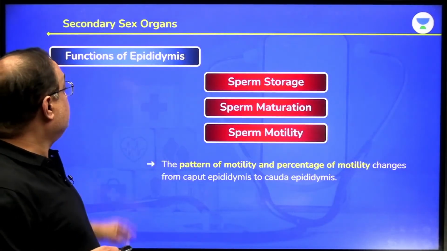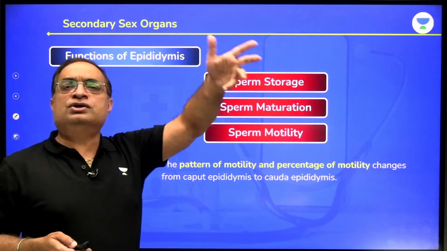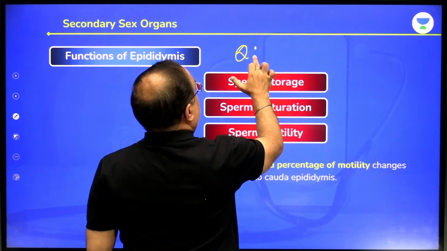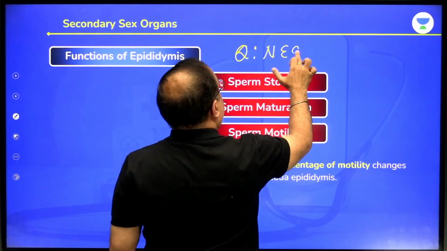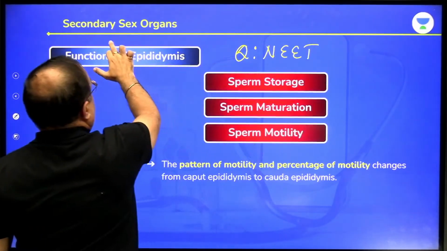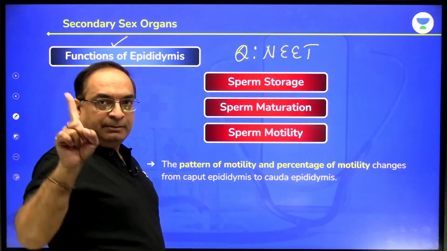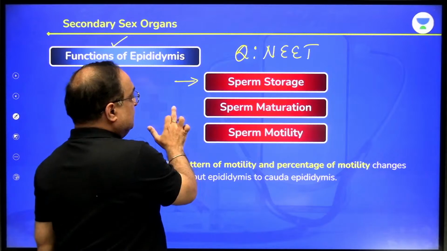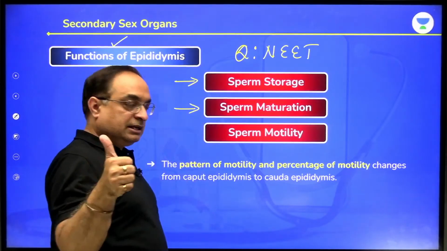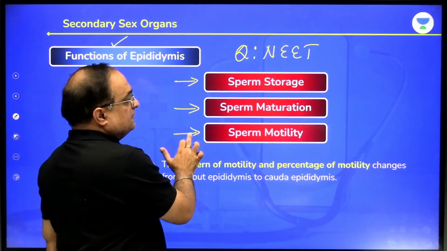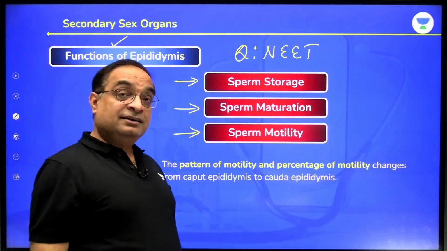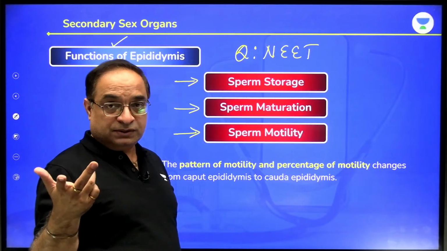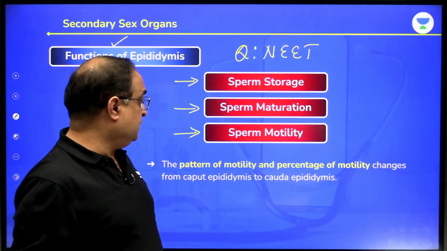Let's move forward. So broadly, what are the functions of the epididymis? Okay, this is a question for NEET. Number 1, storage of sperms. Number 2, maturation of the sperms. Number 3, sperm motility and recycling center for the sperms. Sperms undergo phagocytosis. So all these functions are performed by the epididymis.